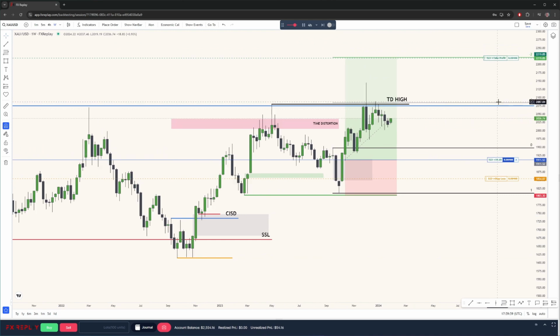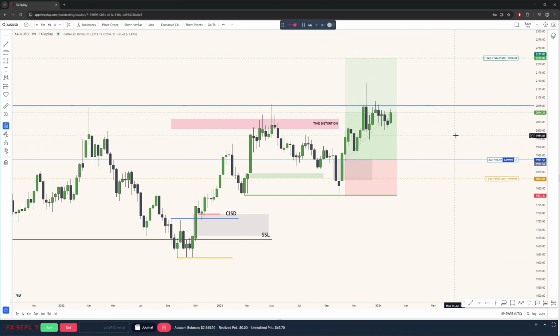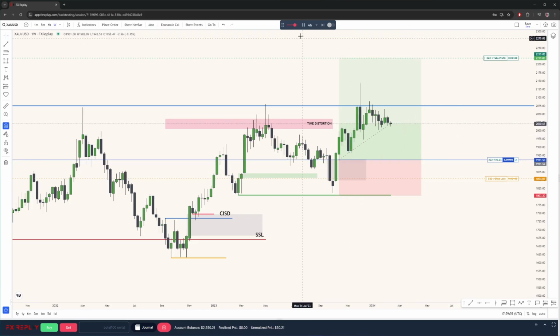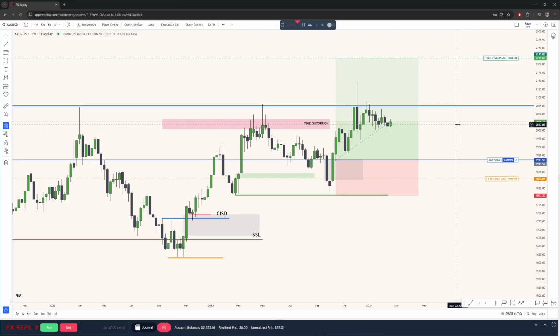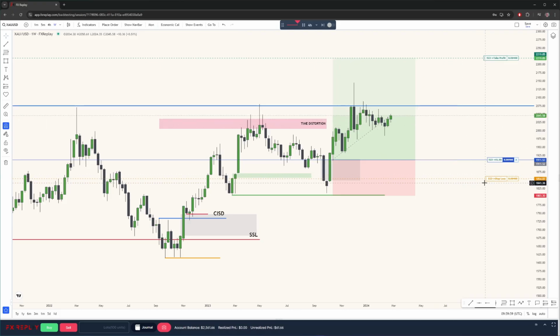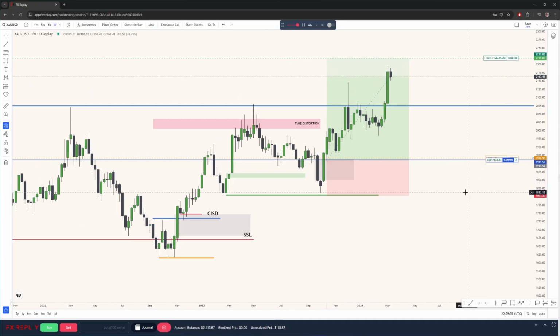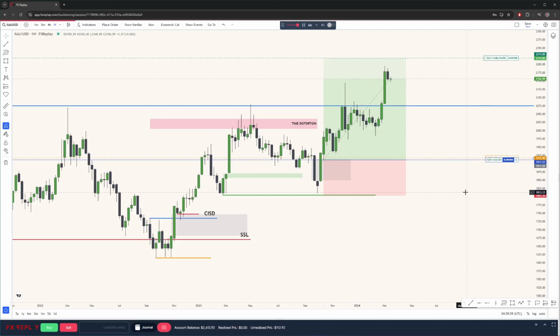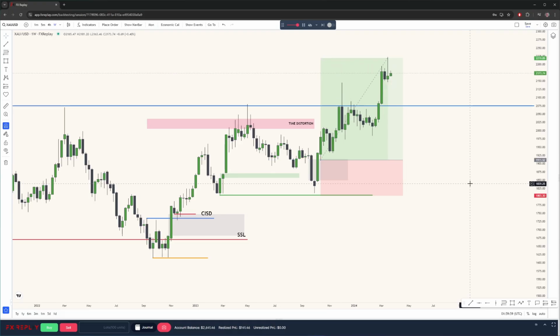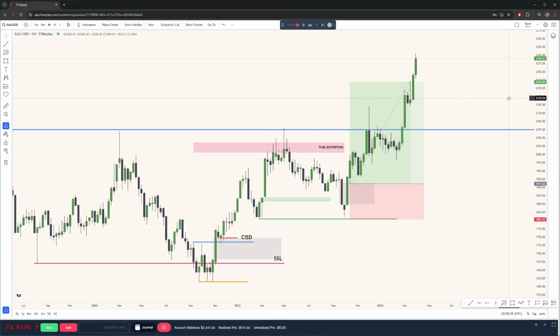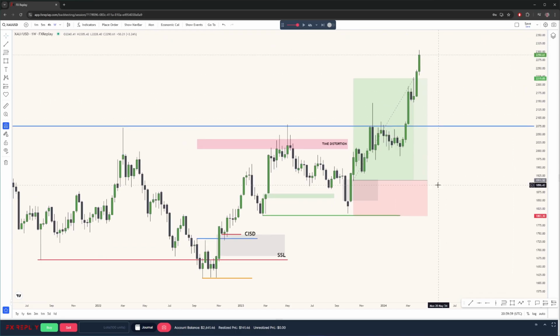Let me remove the projection. I like it so far. And here we go. Perfect. Absolutely amazing delivery. I like it. It went even higher than our projections, but here is how it works.